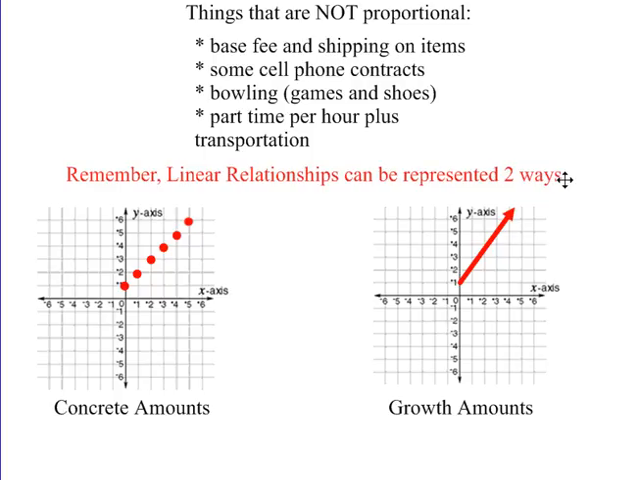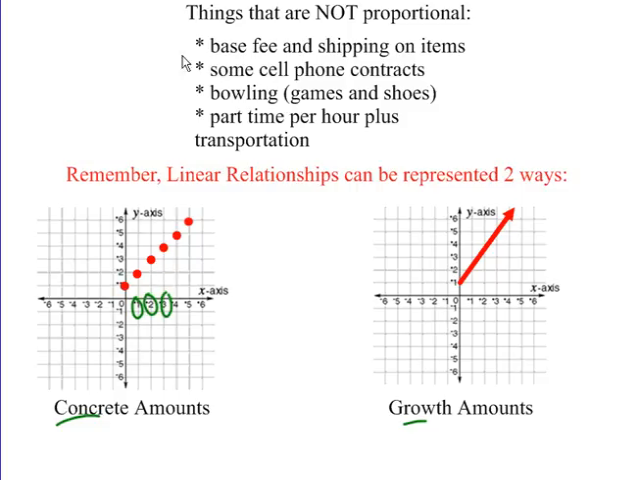Now, there are two ways to look at graphs that are linear that we want to keep in mind. We have what we call concrete amounts and growth amounts. When we graph concrete amounts, we're going to see the graph be just dots, just like this. The reason is that these are whole numbers down here. Think about ordering something online. You might order one item or two items, one bus ticket, two bus tickets, or one movie ticket, two movie tickets, three movie tickets.